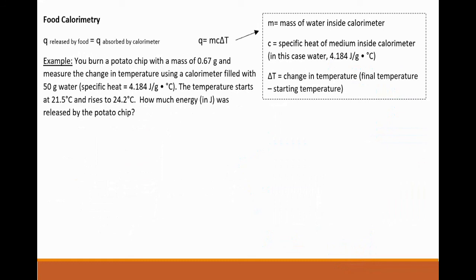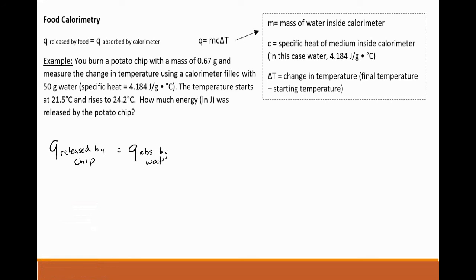All right, so they tell us we burn a potato chip with a mass of 0.67 grams, and they measure the change in temperature using a calorimeter with 50 grams of water. The temperature starts at 21.5 degrees Celsius and rises to 24.2 degrees Celsius. How much energy in joules was released by the potato chip? So we're going to start off with our assumption that the heat released by the chip is going to be equal to the heat absorbed by the water.